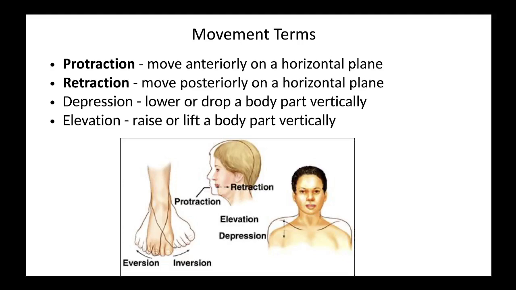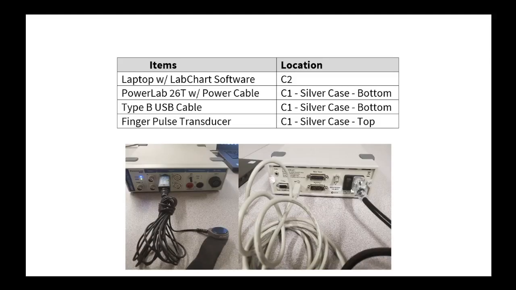Other movements, think about your jaw. You can either protract or retract your jaw. Protraction is moving anteriorly, and then retraction is retrograde, right? You're moving it posteriorly. And then depression is moving a body part down, versus elevation, raising a body part up. So that basically summarizes all the medical terminology in terms of orientation and some basic surface anatomy and ways to describe different regions of your body.